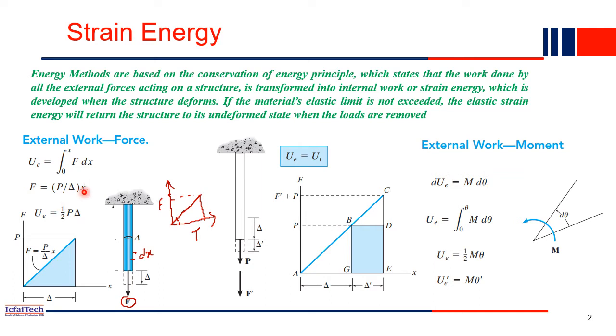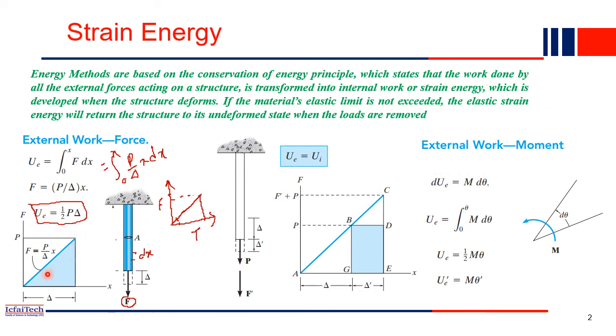You just take the integration, let me do it quickly here. Just replace F in the integration 0 to x, F is nothing but P by delta into x dx. So take the integration, you will get UE, that is external energy, will be half into P into delta. So in other words also you can derive this expression.